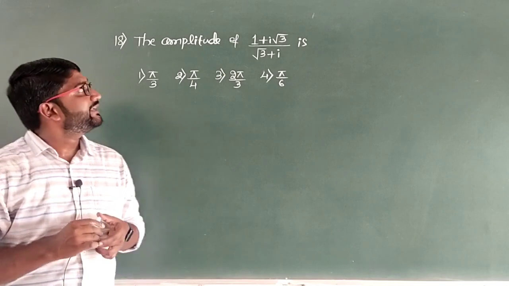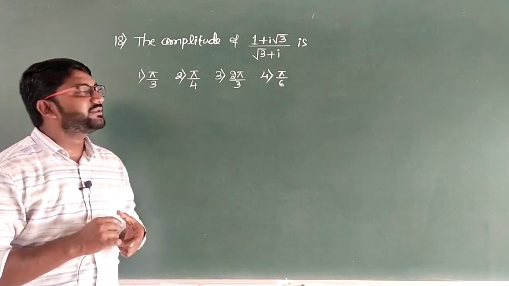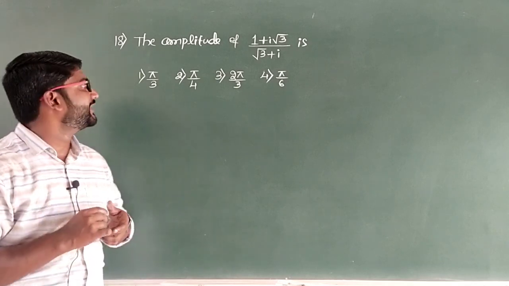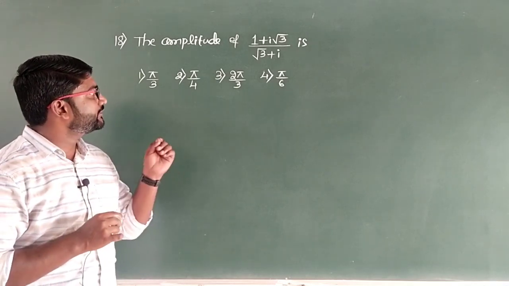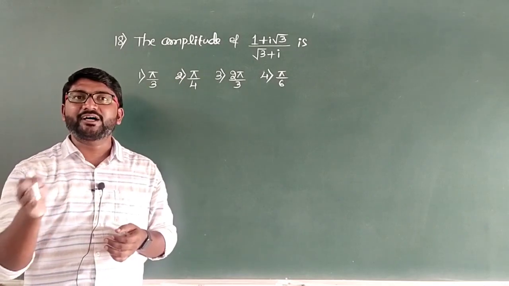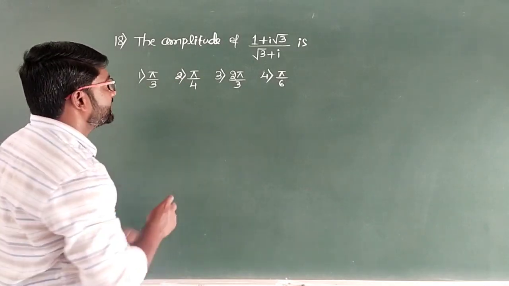Well, question number 18. The amplitude of (1 plus i root 3) divided by (root 3 plus i) is, and the 4 options are pi by 3, pi by 4, 2 pi by 3, pi by 6. Here amplitude is nothing but the argument of the complex number. Let us take up the complex number here.